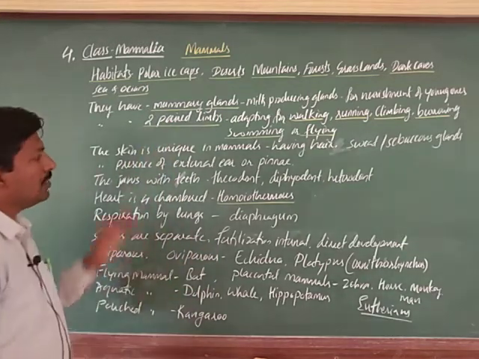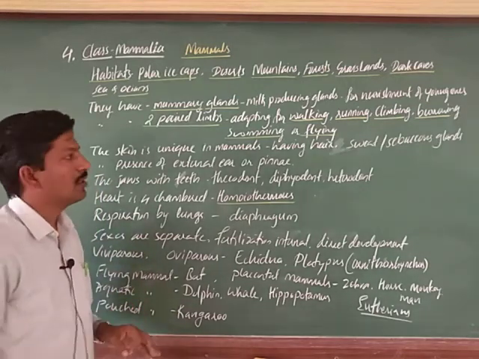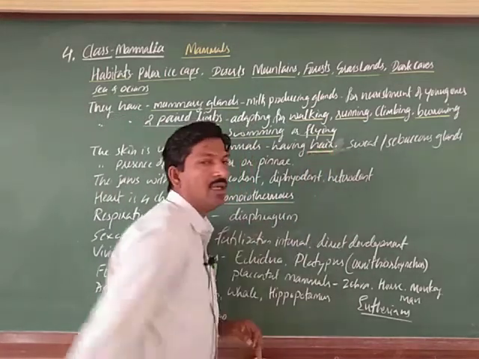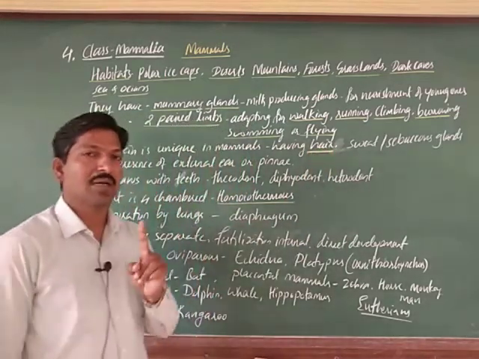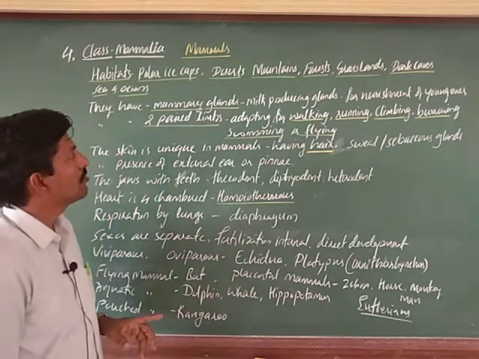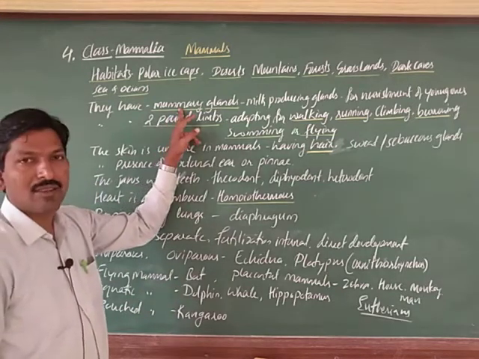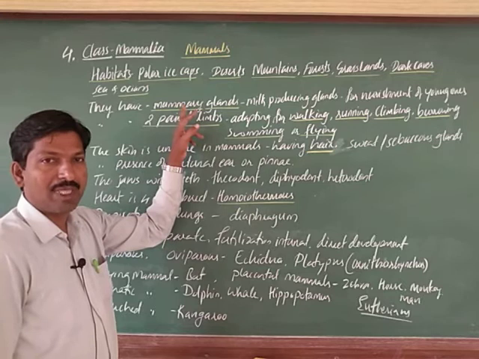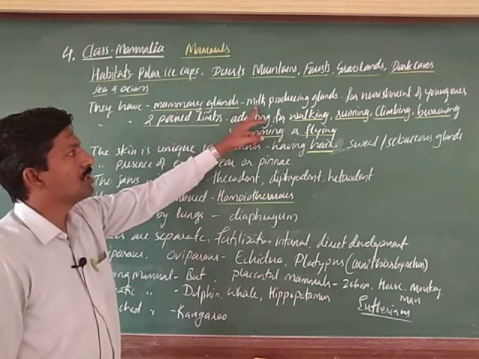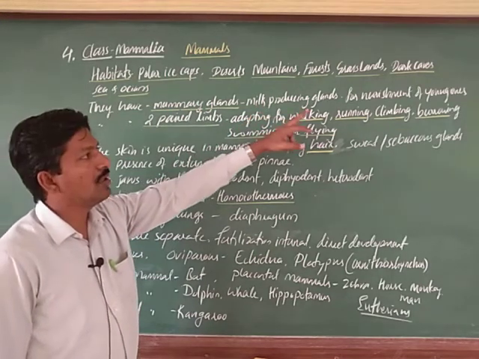And next, a unique feature is the presence of hair on the skin. This is important here. This indicates that it is a mammal. Another is the presence of the external ear pinna. First one is the presence of mammary glands, which are modified skin glands, which produce milk, which helps in the nourishment of the young ones.